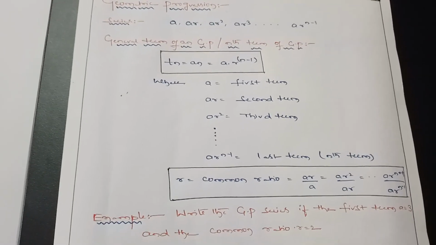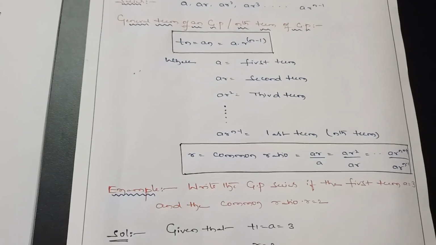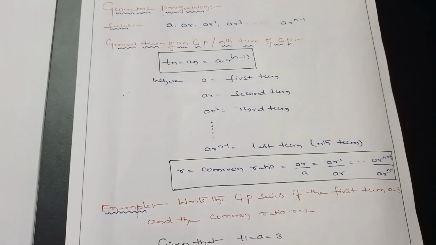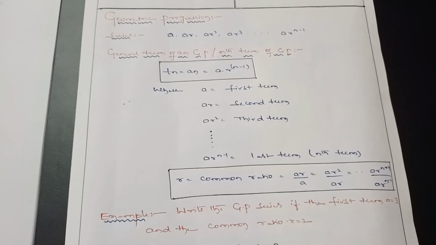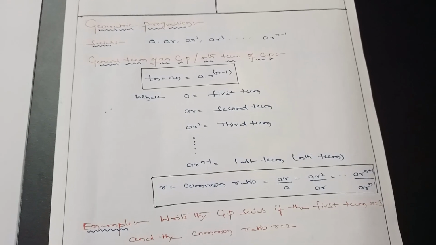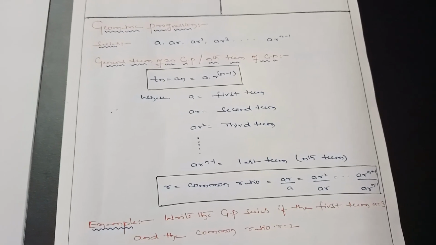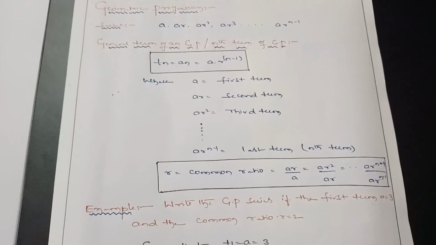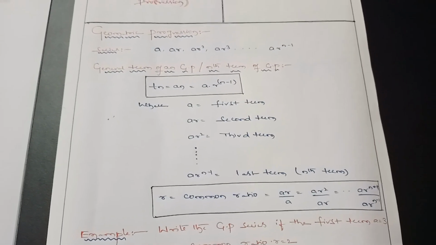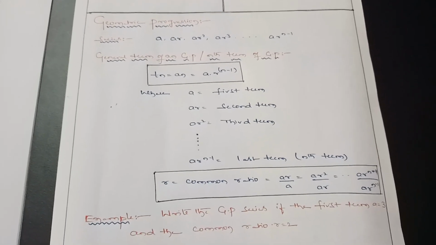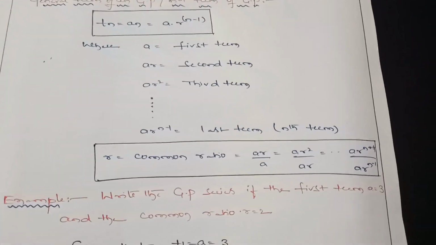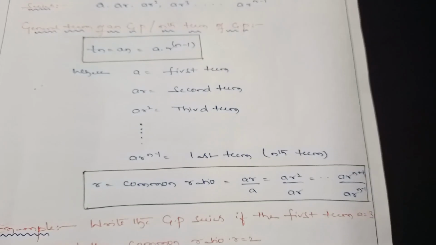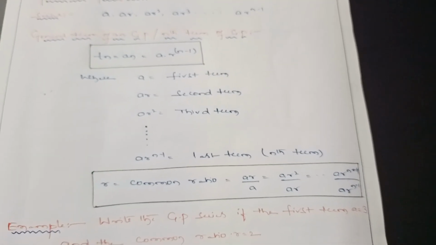So what is a common ratio? What does R indicate in this? R is the common ratio. So how to find the common ratio? We have to take the ratio between two consecutive terms, that is AR, the second term, by the first term, or the third term by the second term, and so on, the last term by the last but one term, that is AR power n by AR power n minus 1.